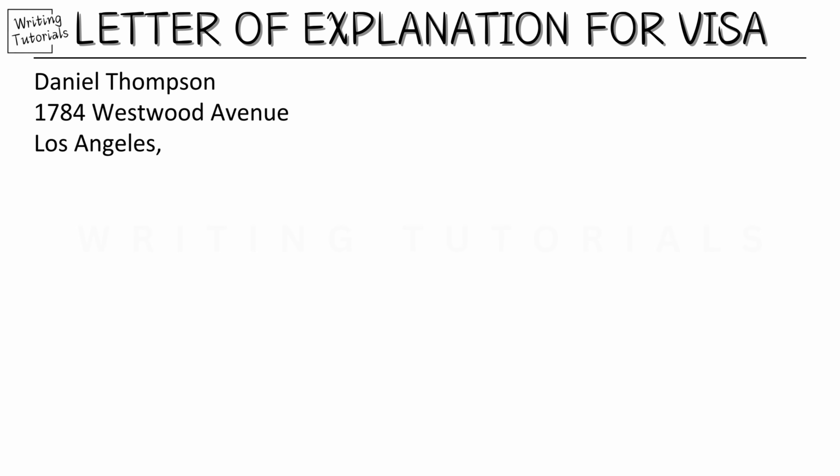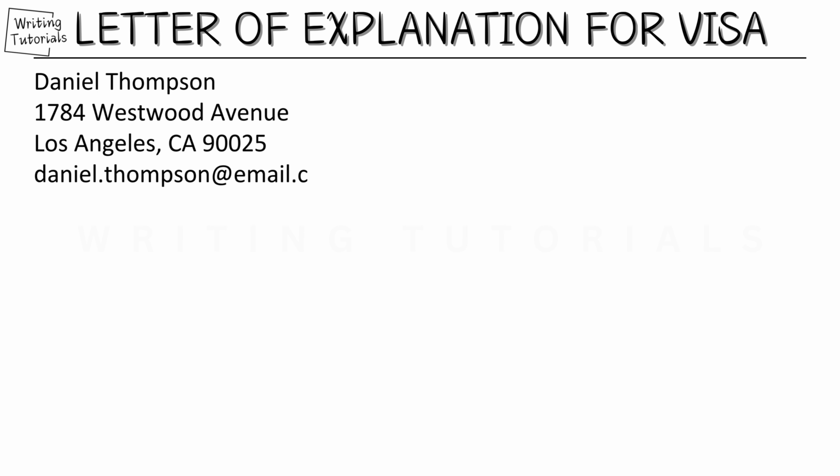At the top of the letter, include your full name, home address, email address, and phone number. This follows standard formal letter format and helps the visa officer identify you easily. This section is important because it presents you as organized and professional, which is exactly what immigration officers expect.